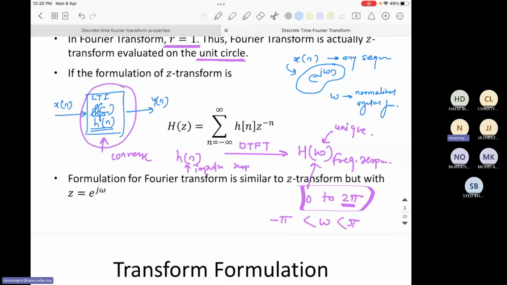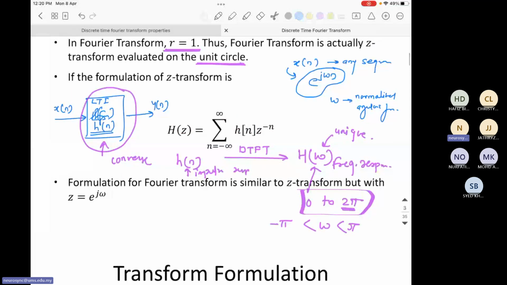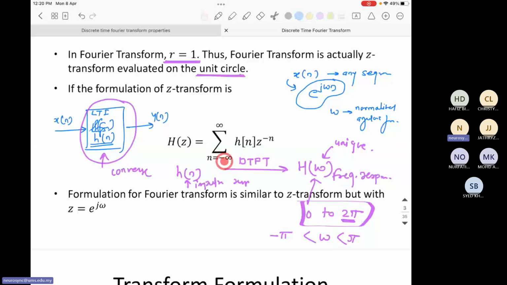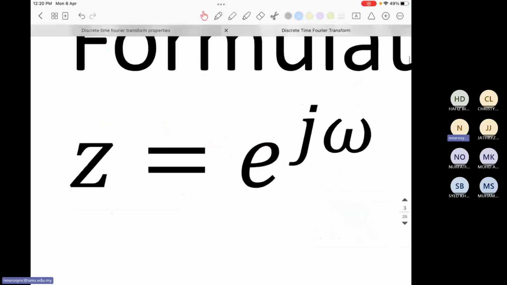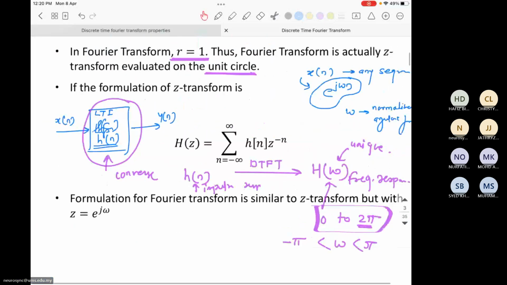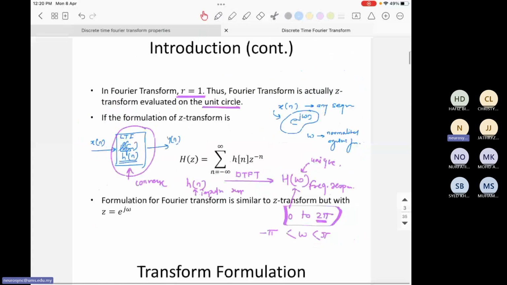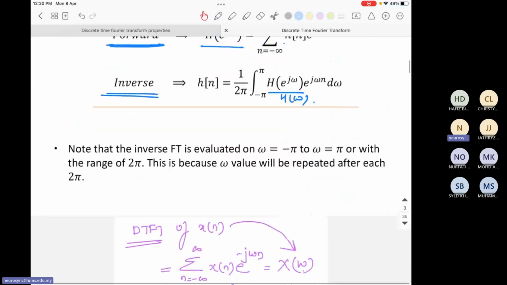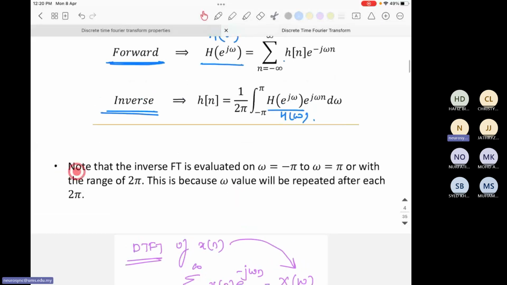You know the z transform is H of z. If I want to find the z transform of this, I will apply this formula: summation from minus infinity to infinity of h of n z to the power minus n. This discrete time Fourier transform is the same as the z transform, but with z equal to e to the power j omega. You need to write e to the power j omega instead of z. So this is the same formula. This note is also important.